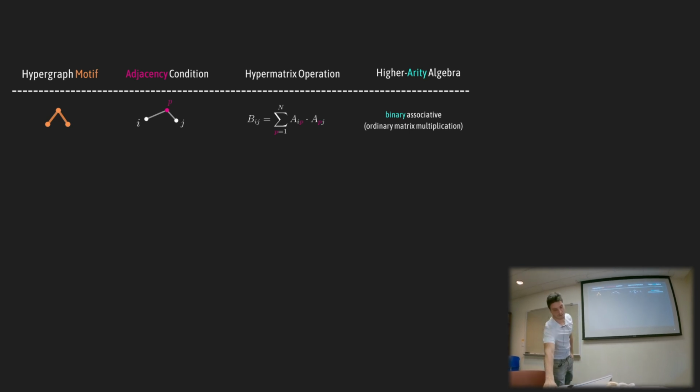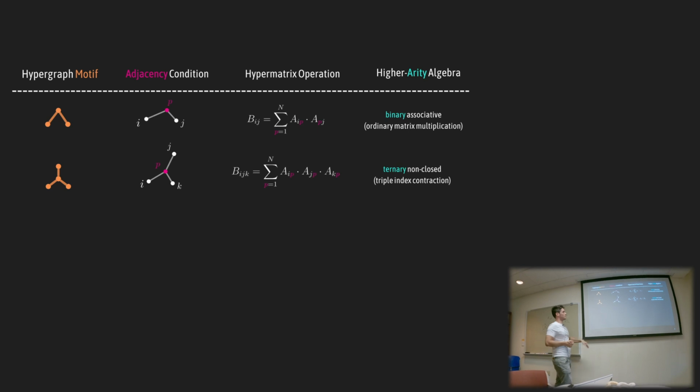So for example, if you choose a motif that looks like this, you can play the same game: you write down an expression, and you get a new kind of algebra. In this case, it's a ternary one, and it's non-closed because you begin with something with two indices. The A's have two indices, these are matrices, and you end up with a hypermatrix with 3 indices, for example.